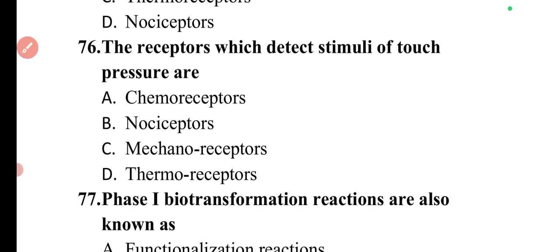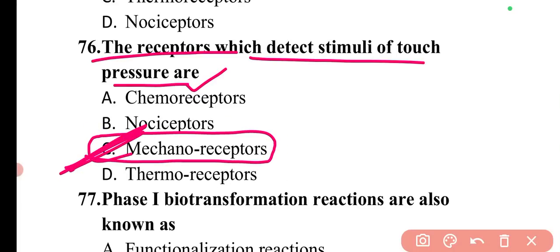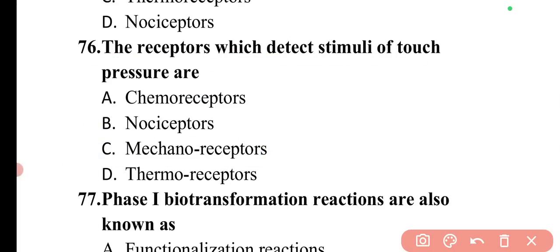Next question is the receptors which detect stimuli of touch and pressure are. So these type of receptors are known as mechanoreceptors. So here option C will be the correct answer.